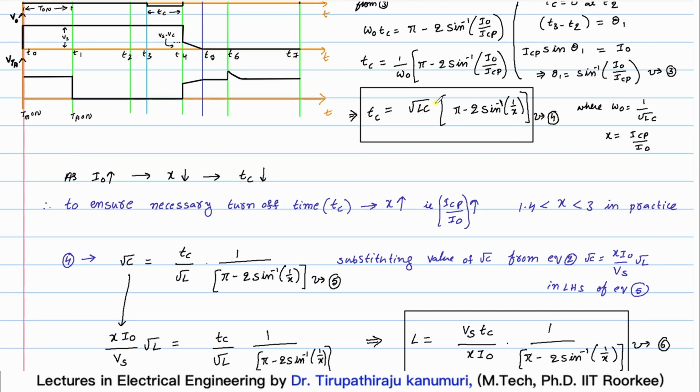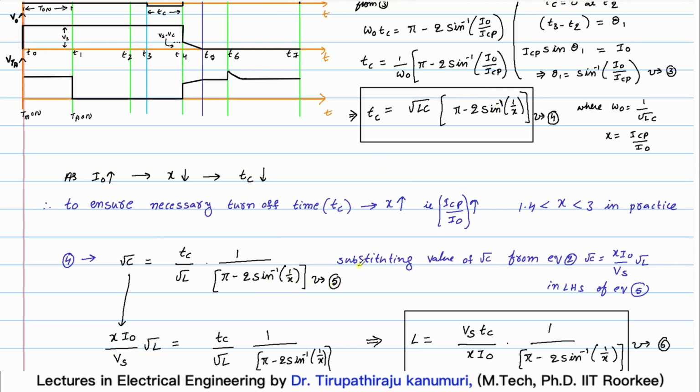I want to calculate the value of root LC. So the remaining terms I am taking to the second side. This root C I am keeping here. This L I am bringing to the second side. This will become Tc by root L. This entire term comes to the denominator, pi minus 2 times sin inverse of 1 by x. So this I am taking as equation number 5.